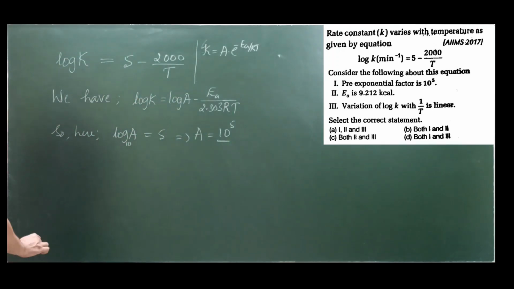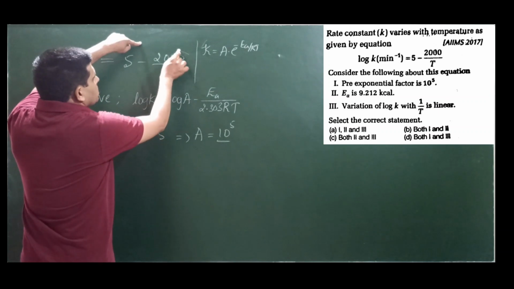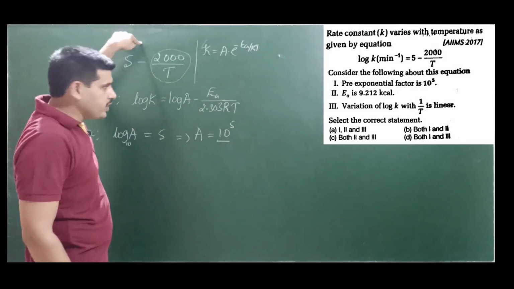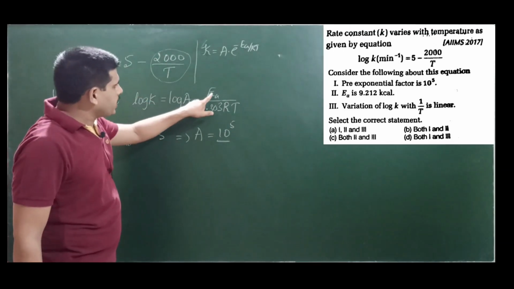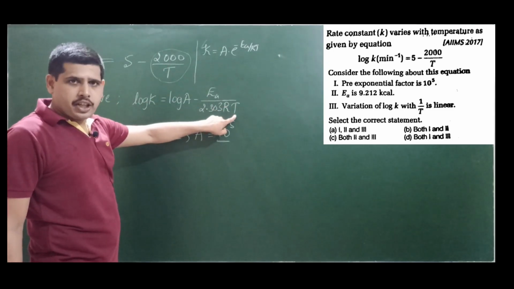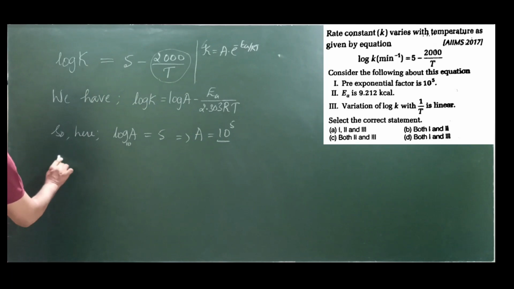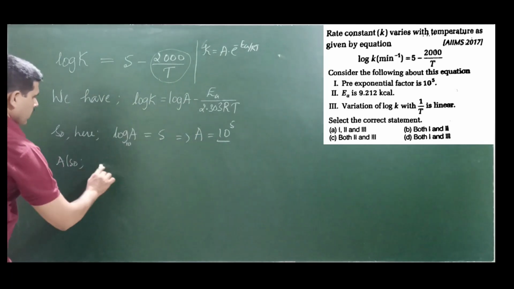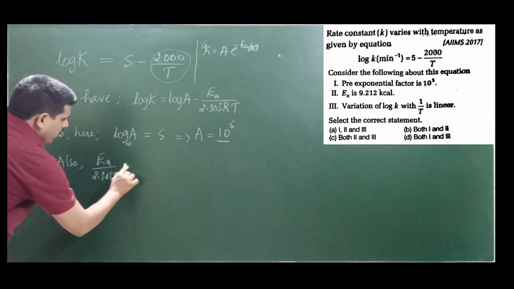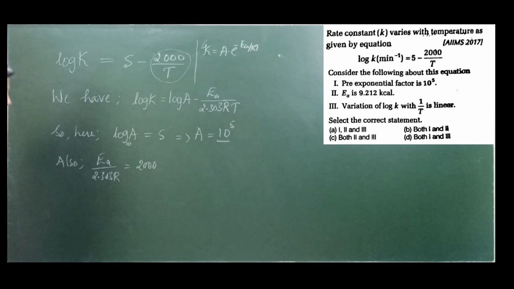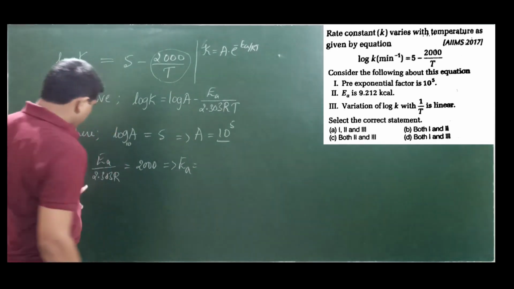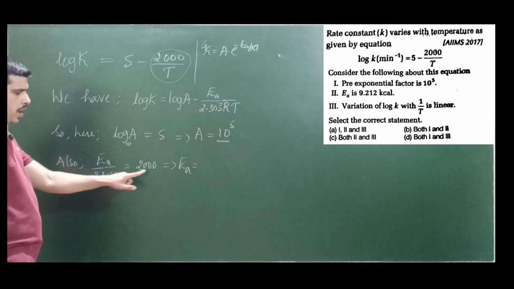Coming to the second one, activation energy, you compare the activation energy. 2000 divided by T is equal to EA by 2.303 RT, because 1 by T is here as well as in the standard equation. So what we get is that activation energy EA divided by 2.303 into R is equal to 2000. Do you agree? What is activation energy? EA is equal to 2.303 into R into 2000.